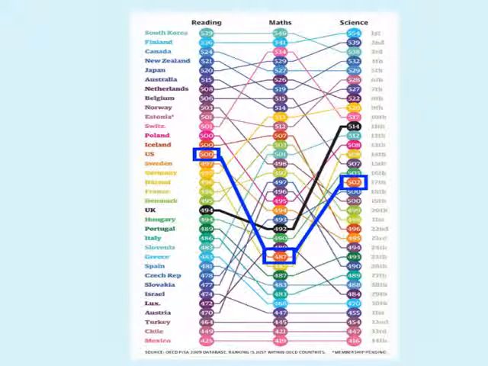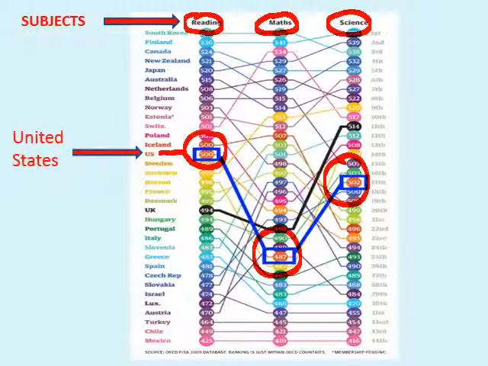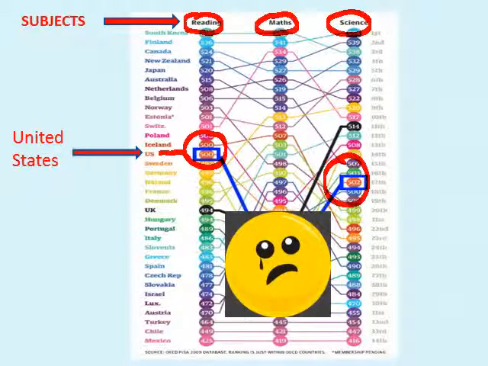Okay, here's a comparison of different countries. And if you notice, we have reading, math, and science. This one's math in the center. United States scores very low. That's sad. That's very sad.